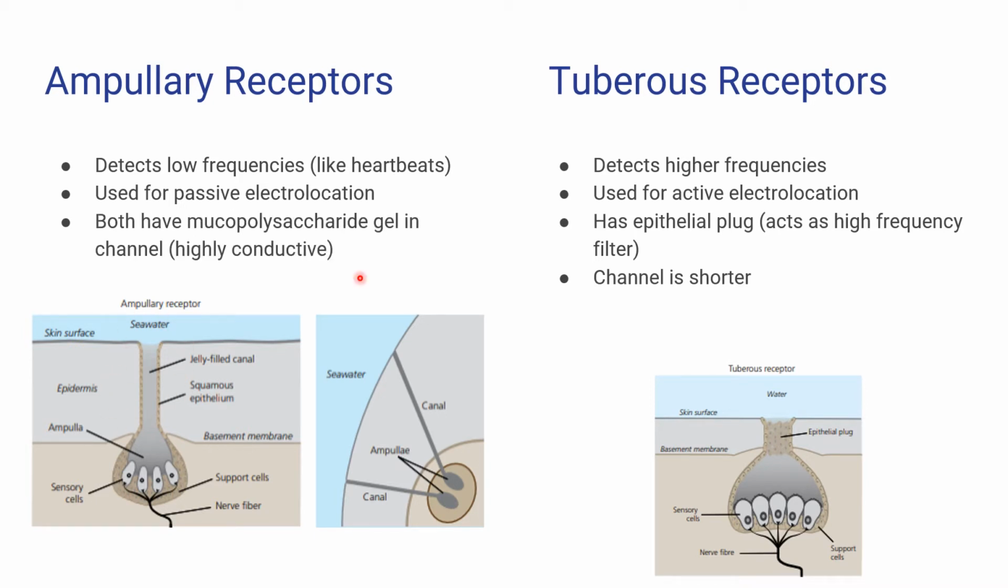They both have a mucopolysaccharide gel in the channel, which is highly conductive, so the frequency of the emitted signal from the prey is the same from the outside of the receptor to the inside of the receptor, where you can see the sensory cells will pick up the electrical signal.